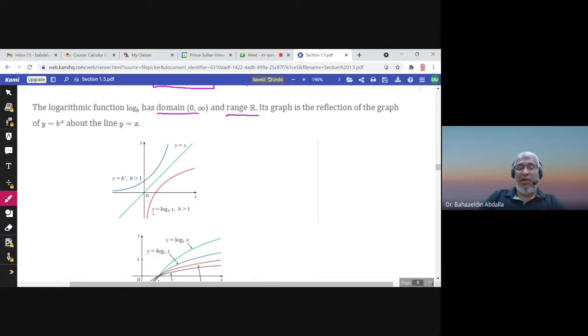Notice how to obtain the graph of log x to the base b. You reflect the graph of y equals b to the power x about the line y equals x because they are inverses of each other. For example, this point is 0, 1, so we have 1, 0 here. Okay.